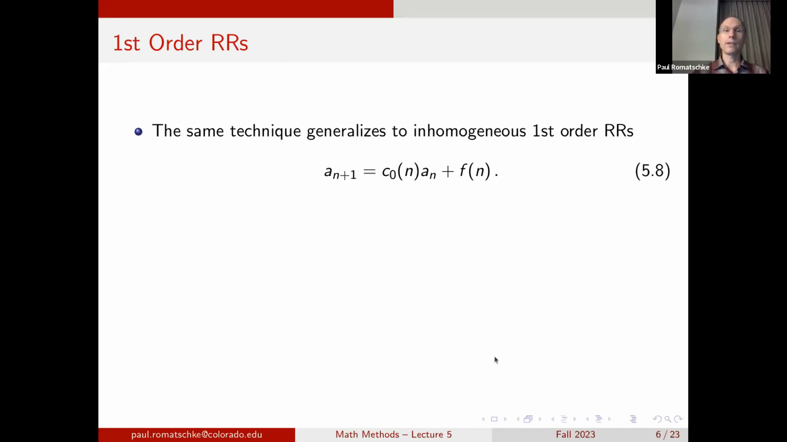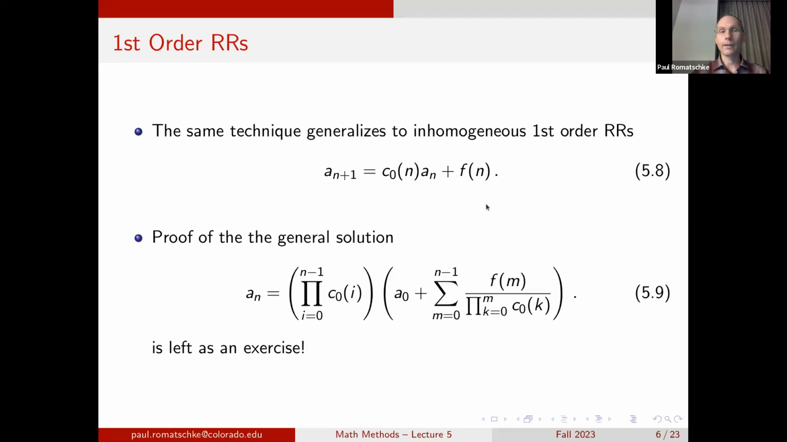It turns out that we can even generalize this to inhomogeneous first-order recurrence relations. So those are recurrence relations of the form given in equation 5.8. And the closed form solution is given in equation 5.9. And I leave the proof of this general solution of this recurrence relation as an exercise.